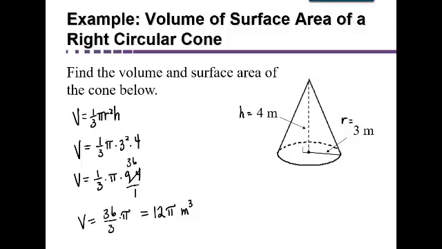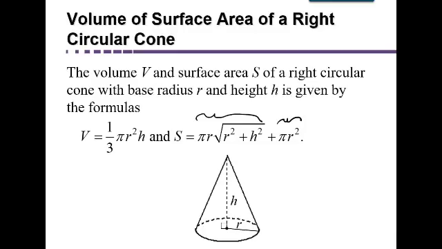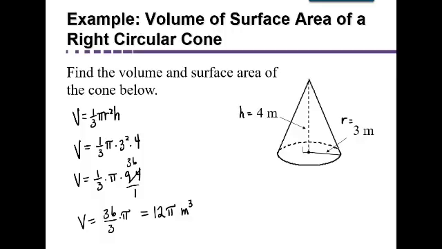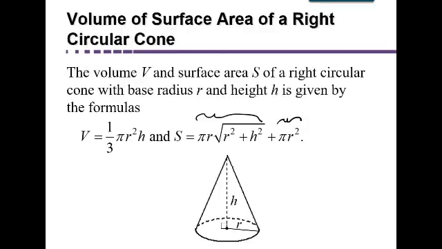And now let's find the surface area. So you remember the surface area formula. We have pi times r times the square root of r squared plus h squared, and then we have pi times r squared. Surface area equals pi times r times the square root of r squared plus h squared, plus pi r squared.